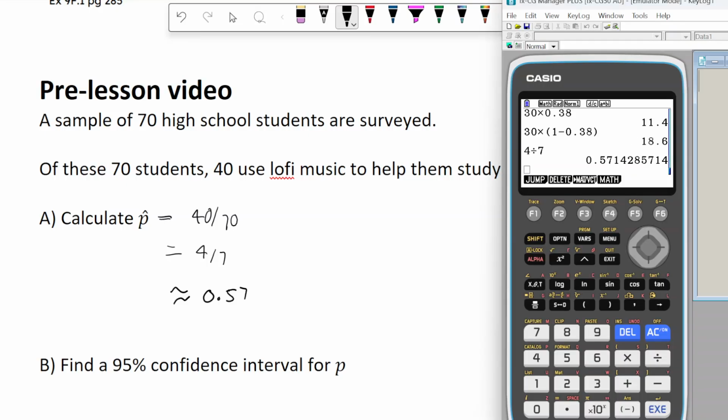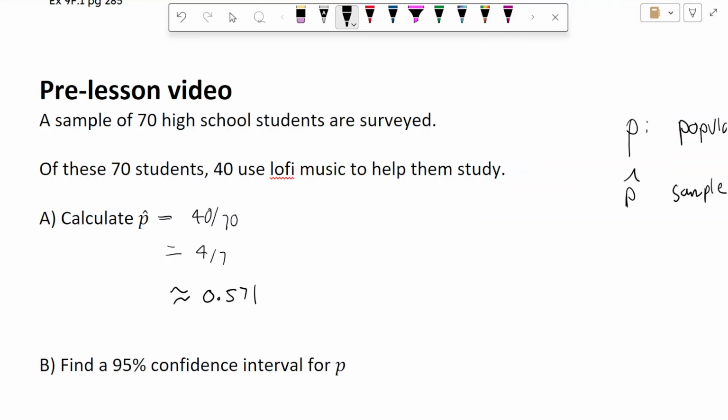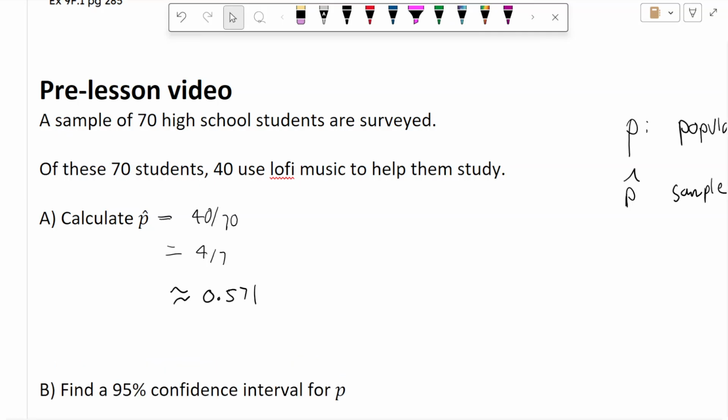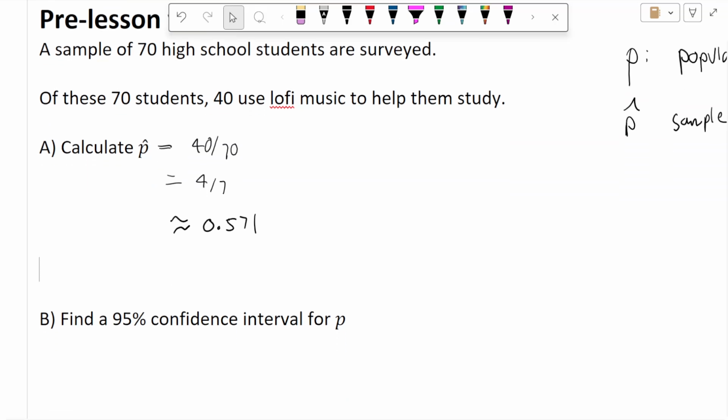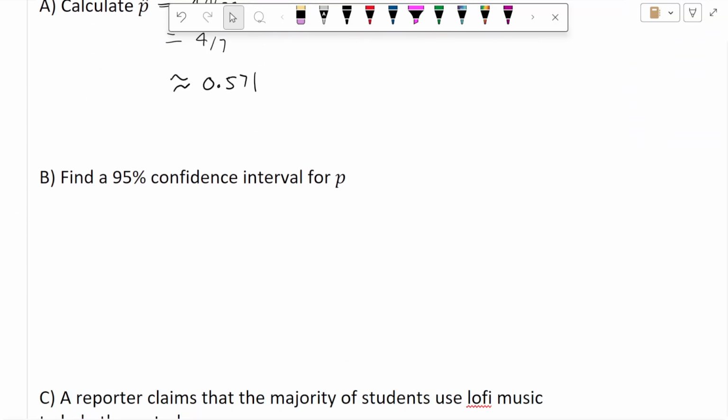Okay, so with that being 57%, the way we could interpret that is 57% of people in our survey use this lo-fi music to help them study. That does not mean that 57% of all students do that. And that's just based on our survey. So you might expect the true number to be, I don't know, 50, 60, maybe 70%. Let's find out. So we're going to do a 95% confidence interval.